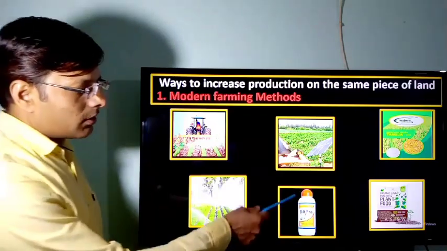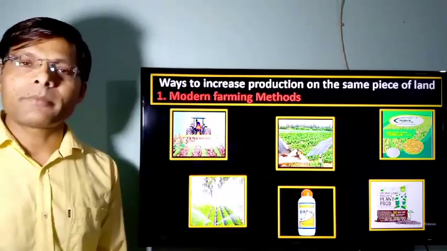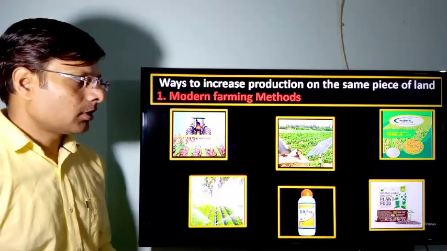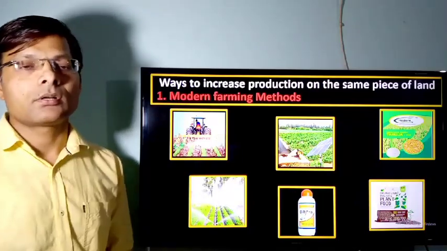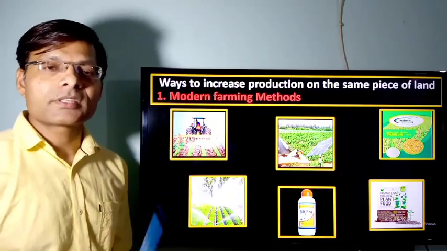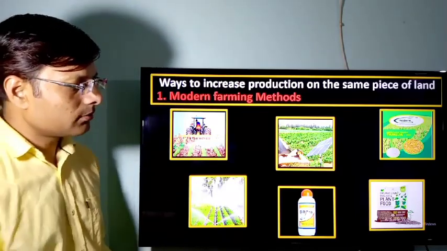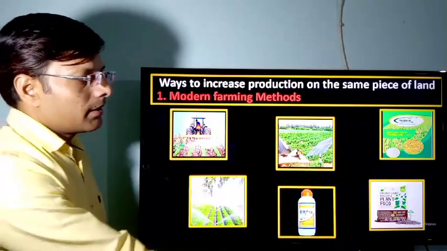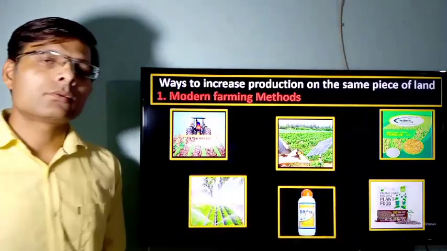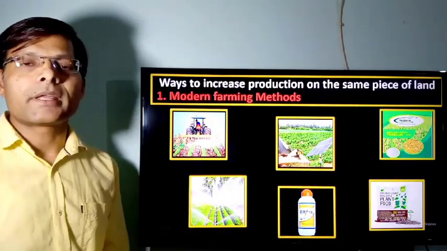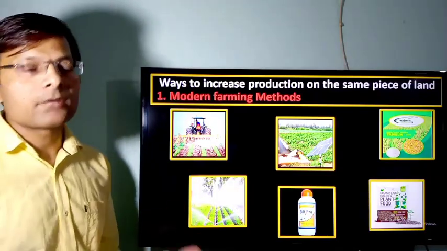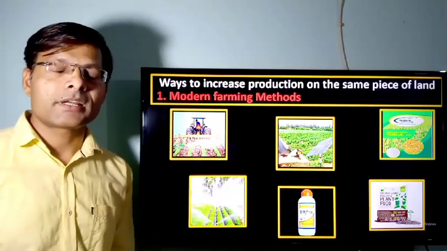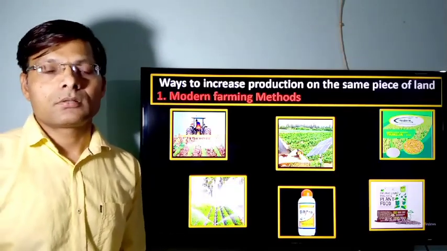We can use fertilizers also, chemical fertilizers, and we can use insecticides or herbicides. Those we can also use here. And next, we can use organic fertilizer. Organic fertilizer is even much better for the crops.